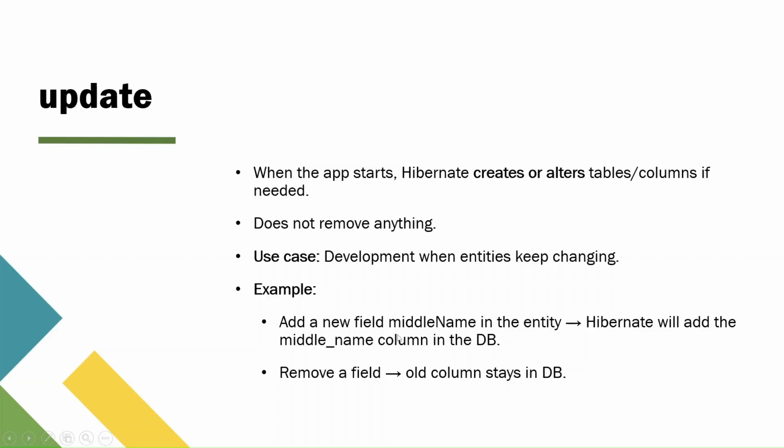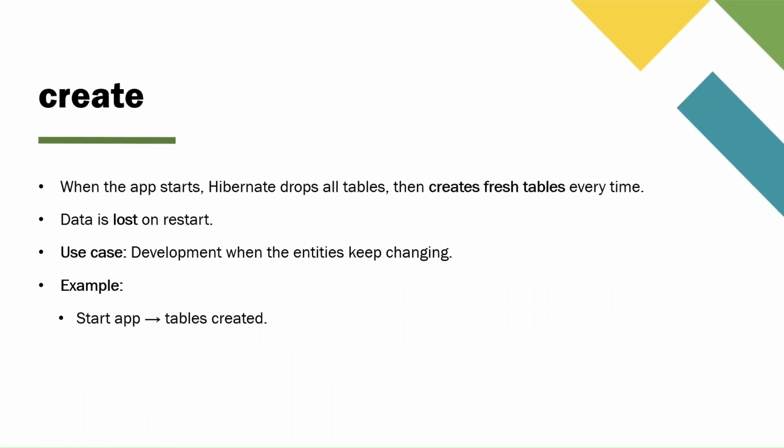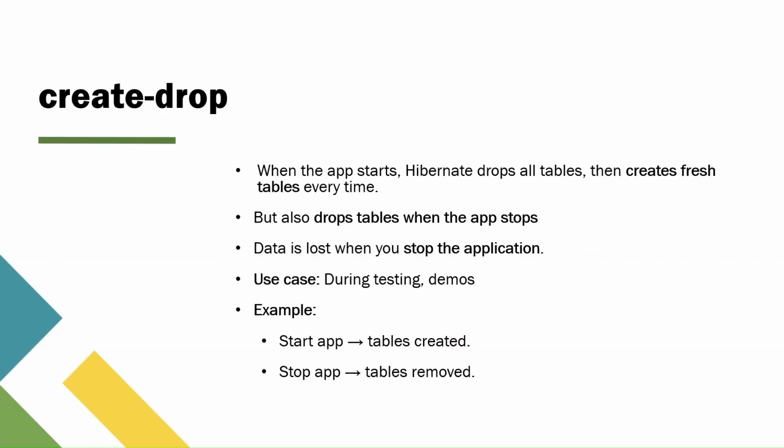Okay. And here is the example: add a new field middle name in the entity, which we already did. Hibernate will add the middle name column in the DB, which we have already seen. Now we have just seen remove a field, old column stays in DB. So we have removed this middle name property from our entity, but we can still see the middle name column in our DB. So this is also clear. And yeah, one more thing. For create and create-drop, it is helpful during testing and demos.